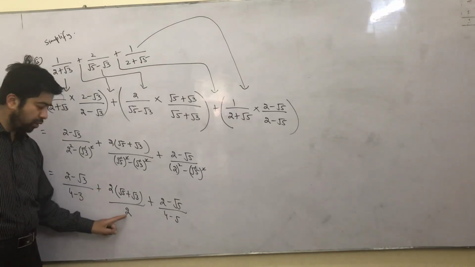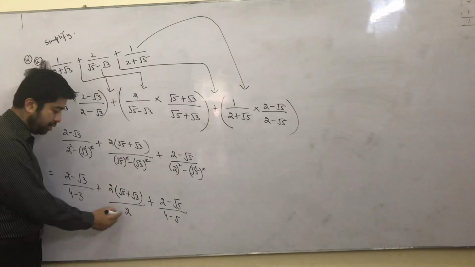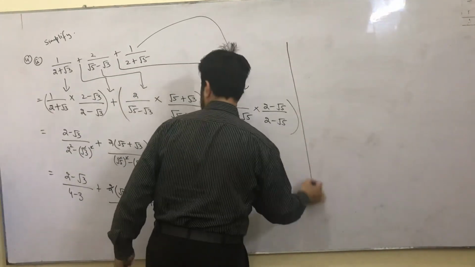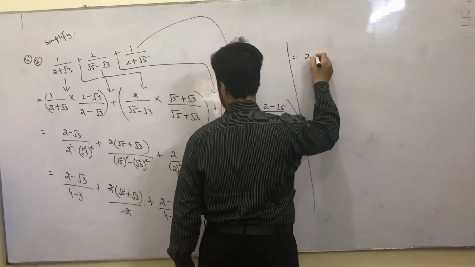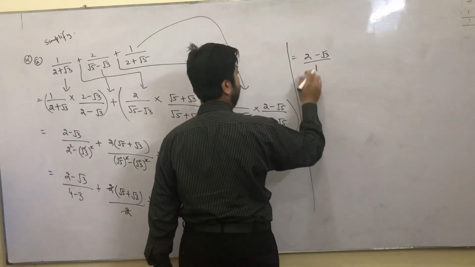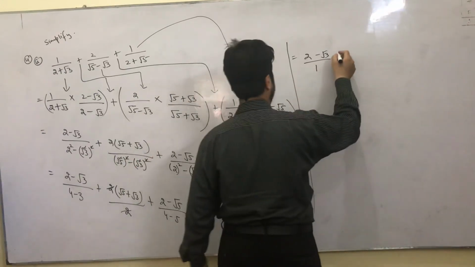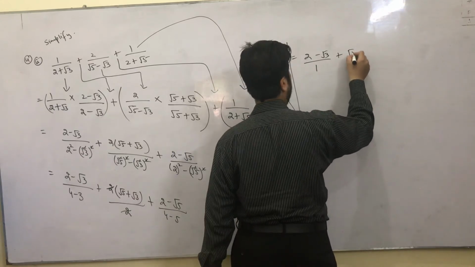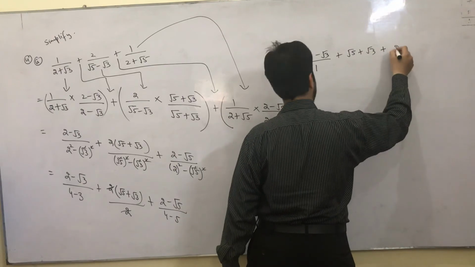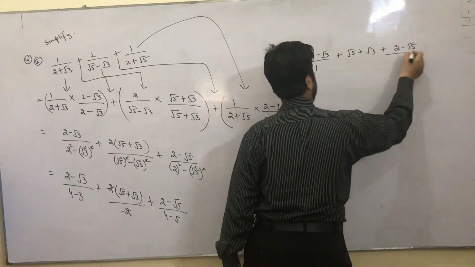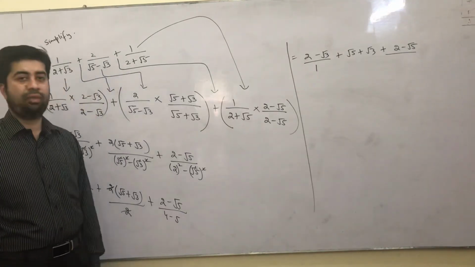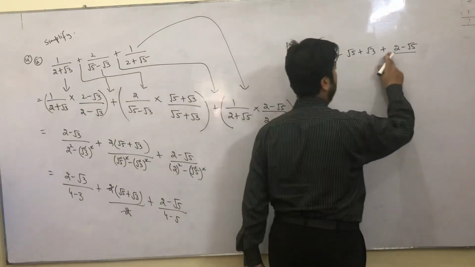Can I cancel this 2 with this 2? Yes, because this 2 is independent, so I am going to cancel it. Now another step: 2 minus √3 and 4 minus 3, that is 1. Whether you write it or not is up to you. Plus, this is simple, √5 plus √3, and after that plus 2 minus √5, and in the denominator 4 minus 5. What is the answer of 4 minus 5? Yes, you know it, that is minus 1.